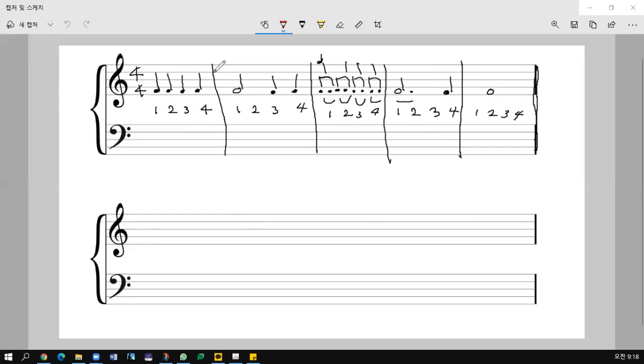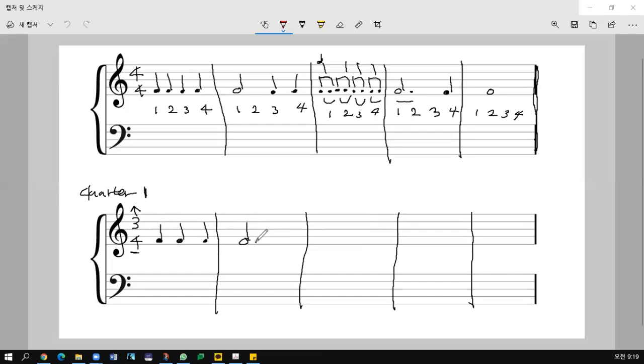This is 4/4. What about 3/4? That means the upper number is how many beats in each measure, right? And then the bottom one is 4, which is quarter. Quarter notes get 1 beat, okay? And then each measure, you have to fill with 3 counts, okay? So maybe we could fill this measure with 3 quarter notes, okay? Or just 1 dotted half.